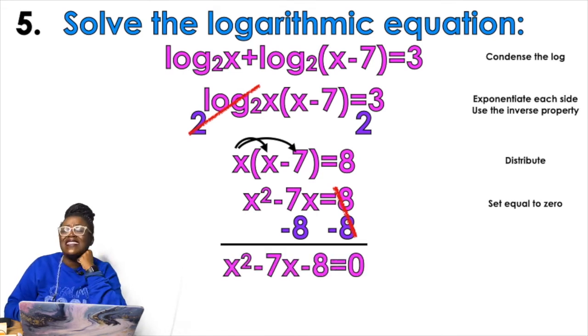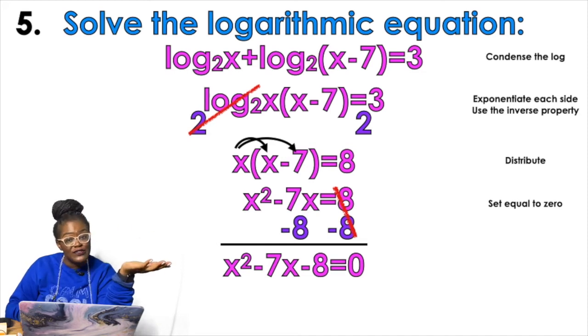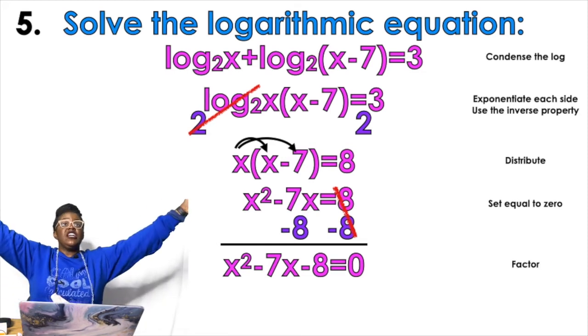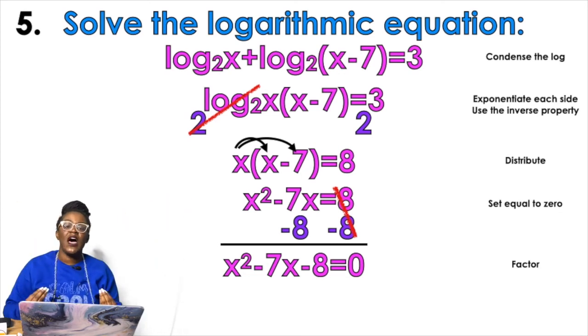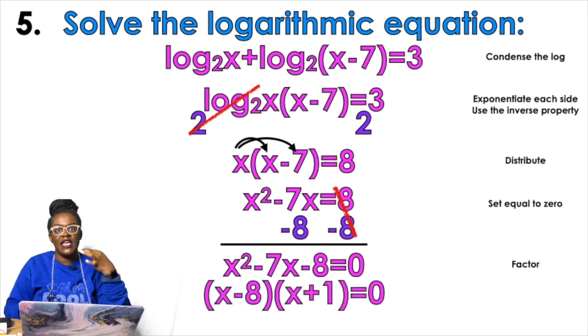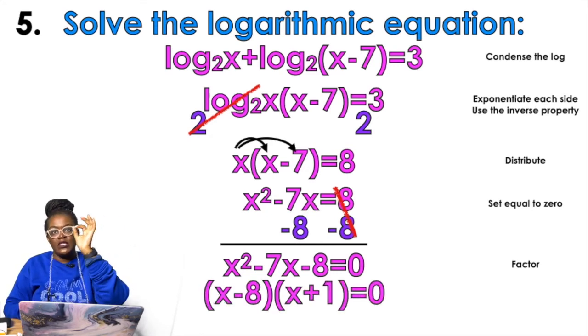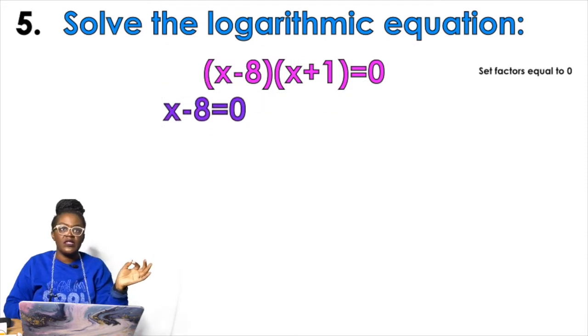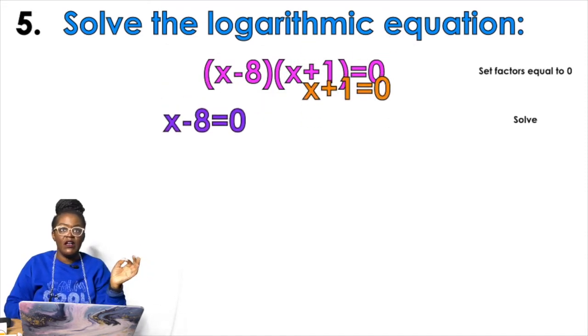And look at this. This is a trinomial. When you have a trinomial, how do you solve? Factoring. Factoring comes back to haunt us all the time, every time. Just be ready. Be ready. Okay, so I have x minus 8, x plus 1 equals 0. Set them equal to 0 and solve.